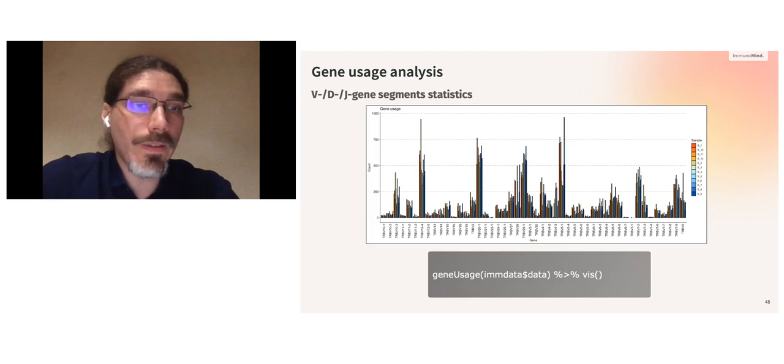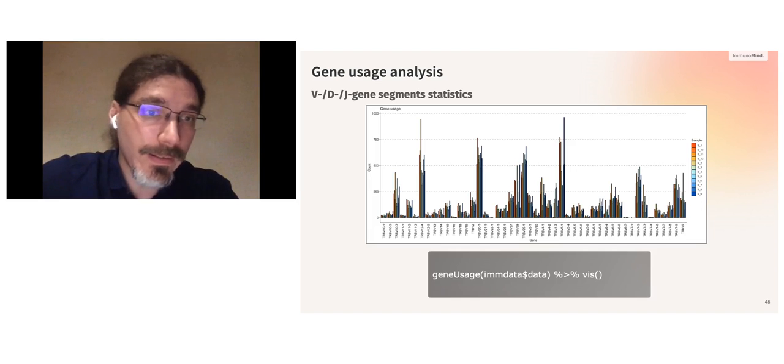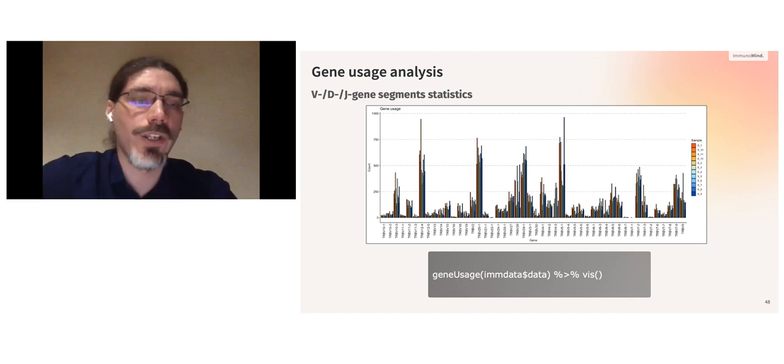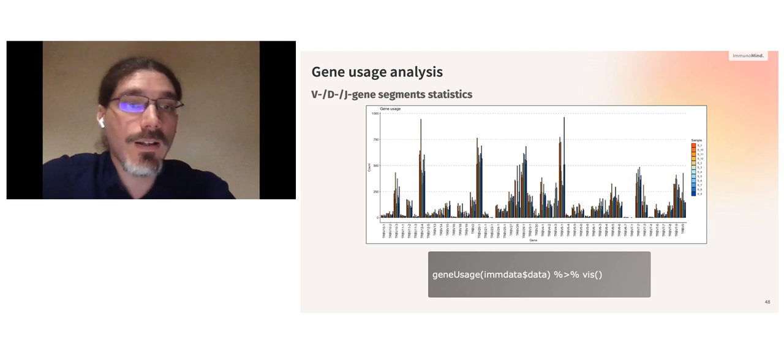It looks in the Immunarch like this. It's all gene segments for TCR beta chain, so that's why it's a little bit small. The call to the function is, as always, extremely simple. So it's just gene usage, gene segment usage applied to the imdata data object and visualized with the one and only viz function.